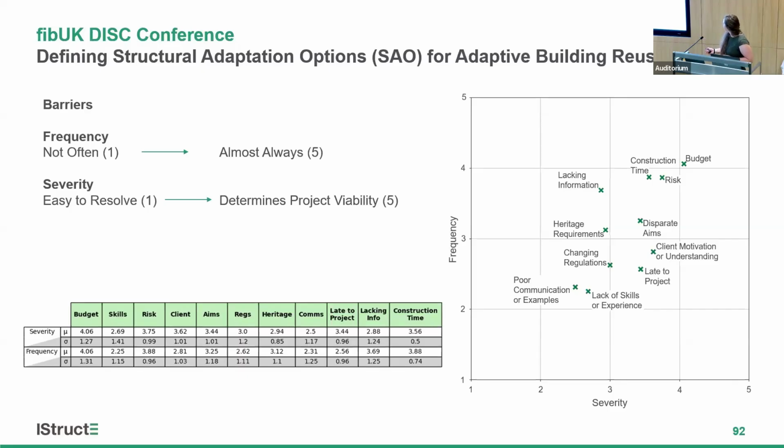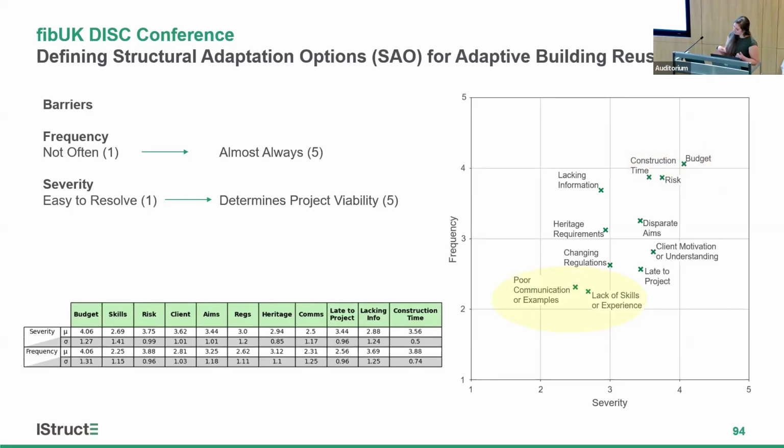Here we've got severity on the x-axis and frequency on the y, and you can see that this first group up here, budget, construction time, and risk, all came in quite high for severity and frequency, and all have really clear links to cost and financial aspects.